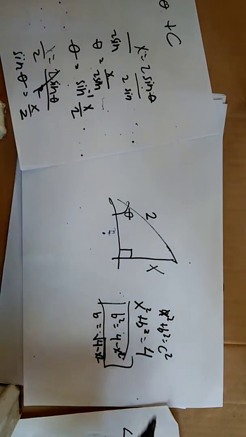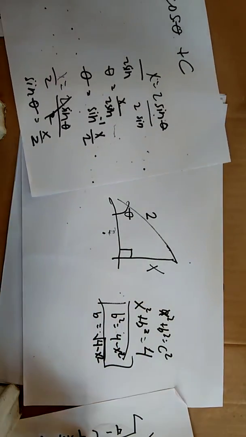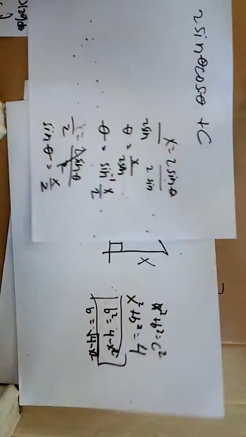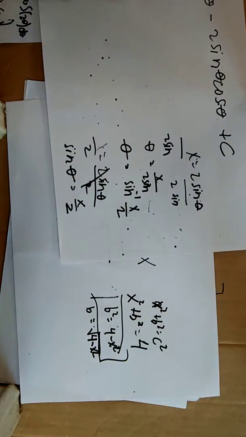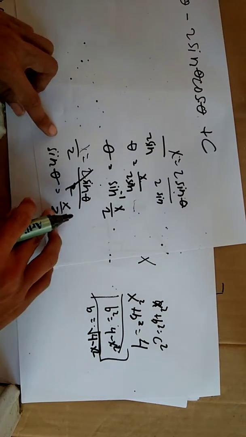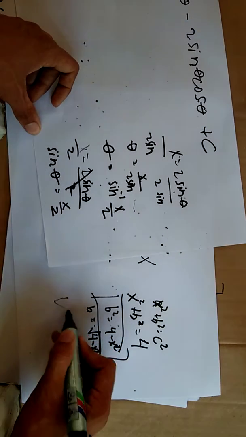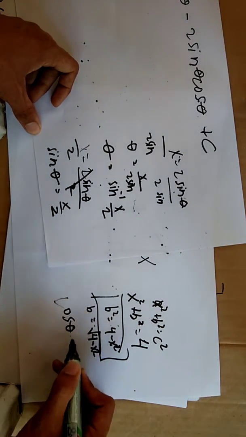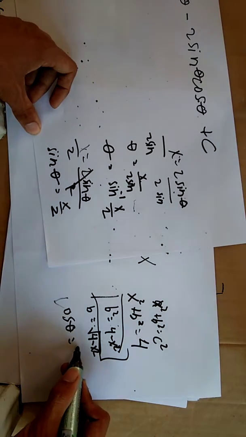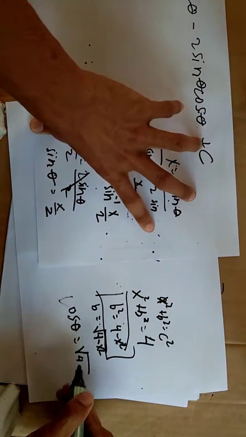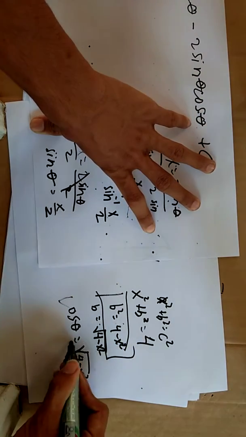Now since we have our b, we just need to look for the cosine theta. So if our sine theta is equal to x over 2, our cos theta will become the square root of 4 minus x squared over 2.